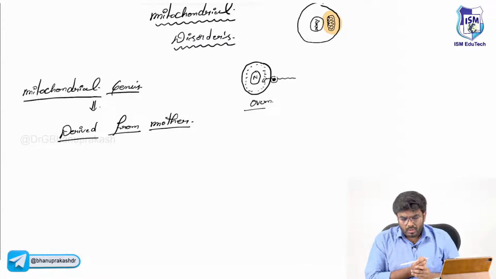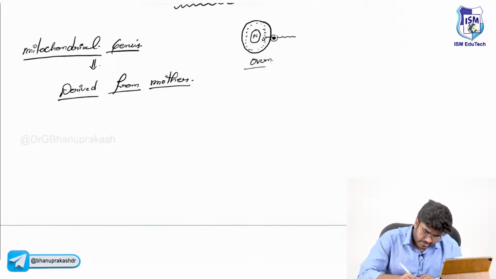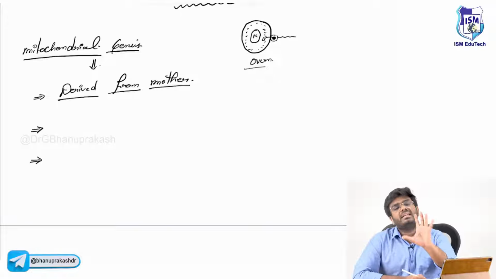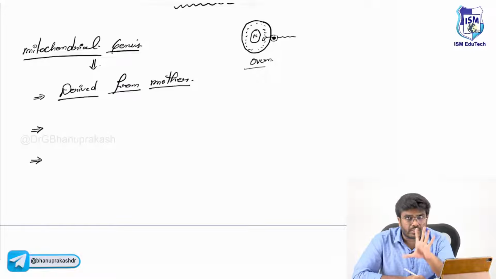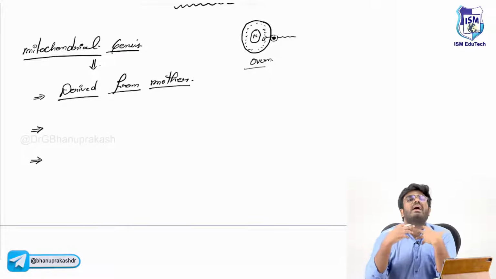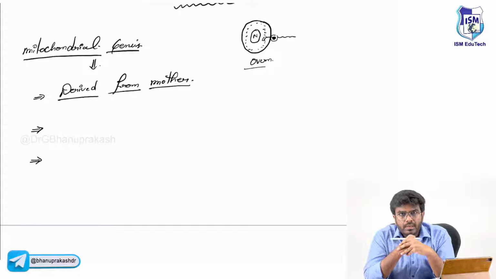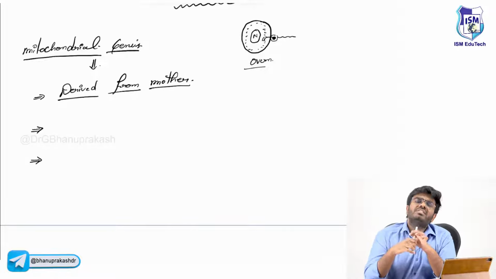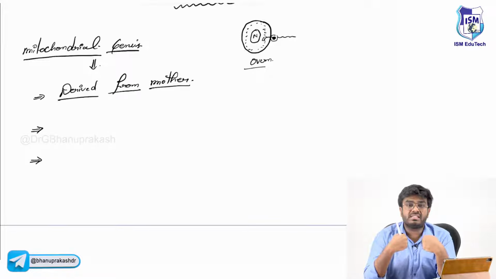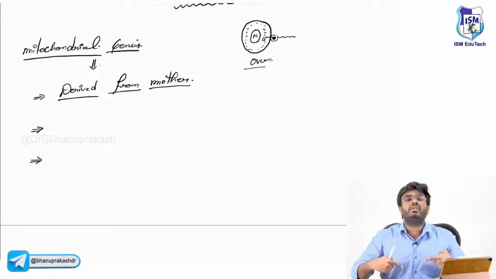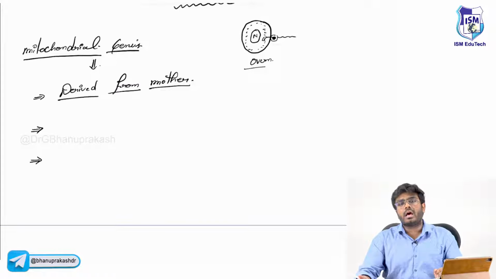Now, based on this, I want you to write these two statements. If a mother is affected, if the mother has some mitochondrial disorder, I will tell you what the disorder is later. If she has four children, how many of these children will get this disease? All four will get the disease, because she has mutated mitochondrial DNA. The same mitochondria are going to enter the four children. So all four children are going to get the disease.